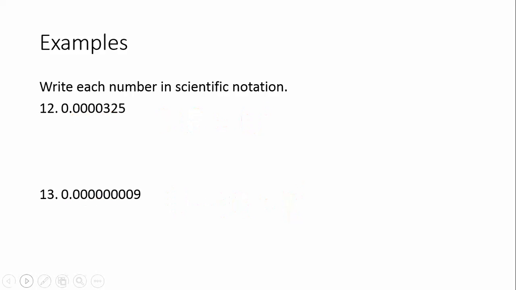Now let's go the other way. Now we're talking about really, really small numbers, so we're going to be dealing with negative exponents. But the same rules still apply. You still need a number between 1 and 10, and you still need the exponent to be however many times you move the decimal place. So the decimal's here. We're moving it 1, 2, 3, 4, 5 spots to get 3.25, but remember we're dealing with a small number, so it should be the negative 5th.